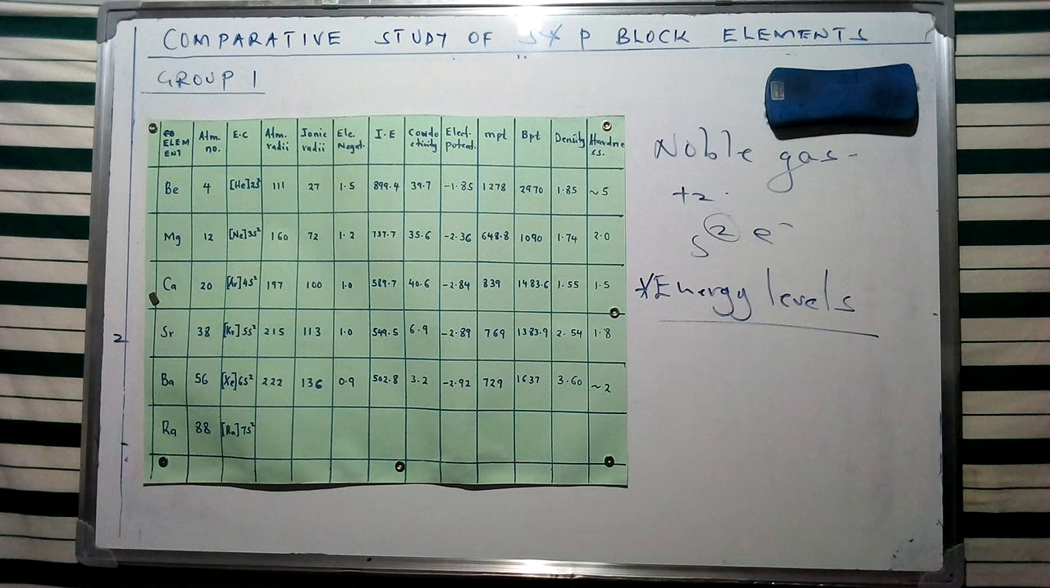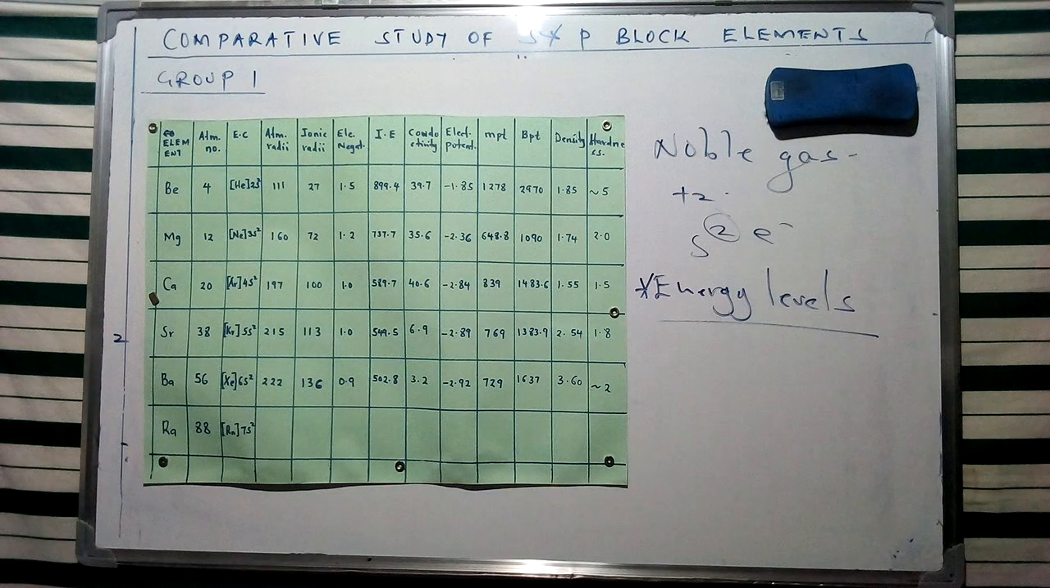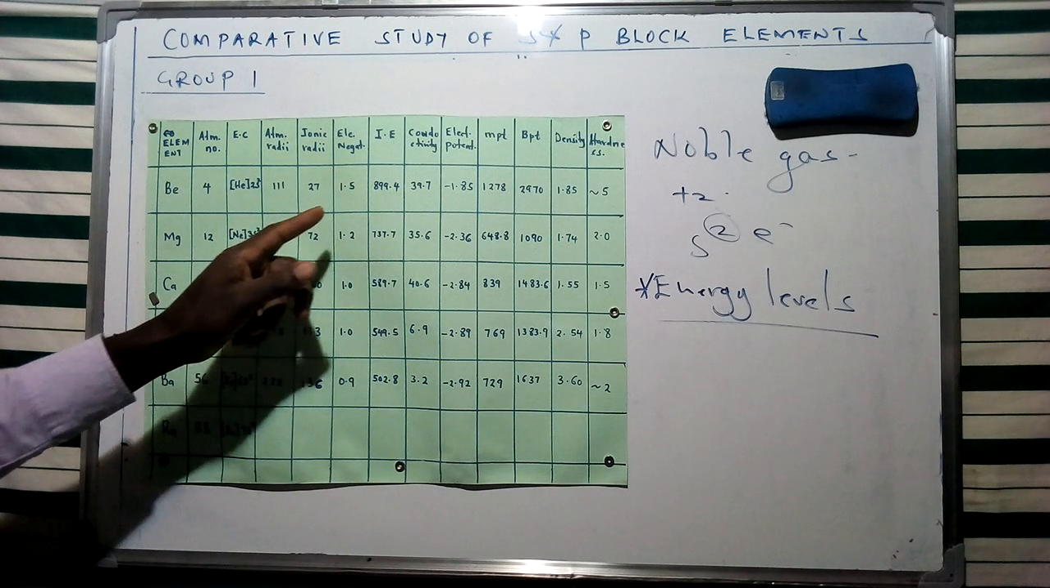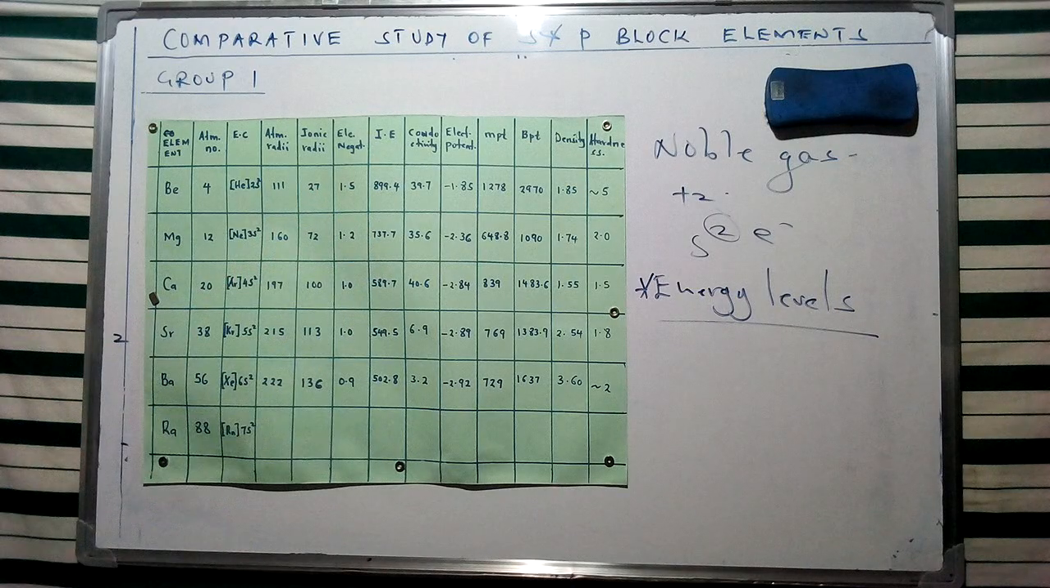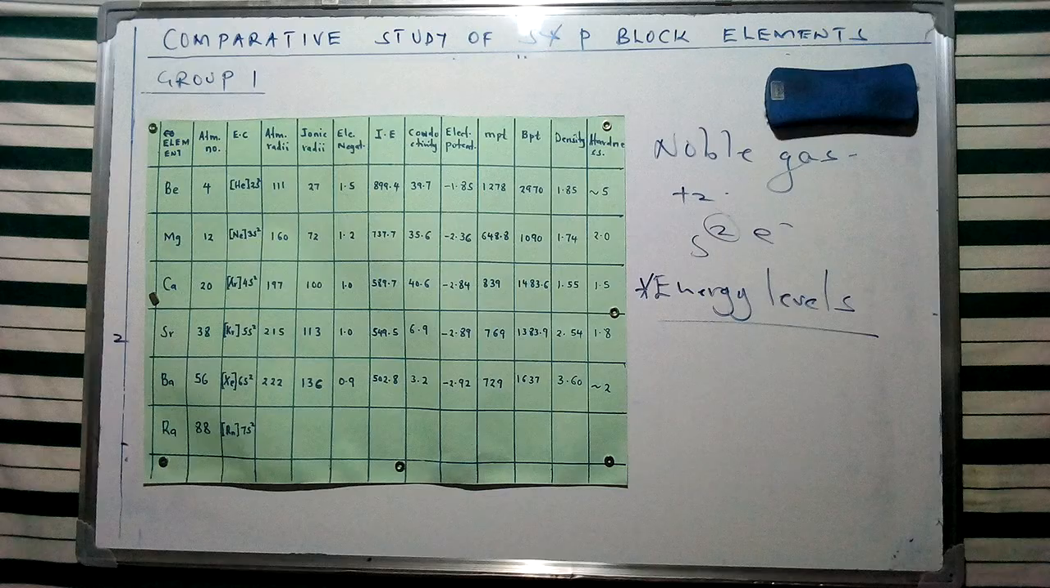Now, ionization energy is the energy required to remove an electron from the outermost energy level, and this is also going to decrease down the group. This is because electrons are going to be further away from the nucleus, and therefore the energy required for the electron to be pulled out of the valence shell is going to decrease in this order.